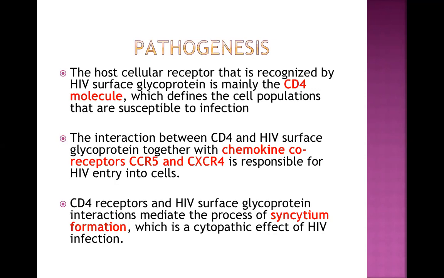CCR5 and CXCR4. These are called chemokine co-receptors. They help the entry of HIV into the host cells. After HIV enters into the host cells, there is a process known as syncytium formation. The syncytium formation is gluing or attaching of multiple cells into one big giant cell. So this is called syncytium formation, and by this mechanism, these cells will die. So this is also known as cytopathic effect of HIV infection.